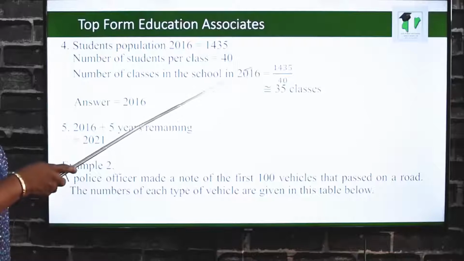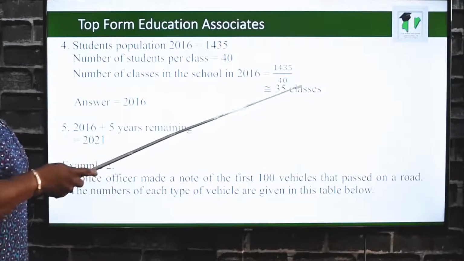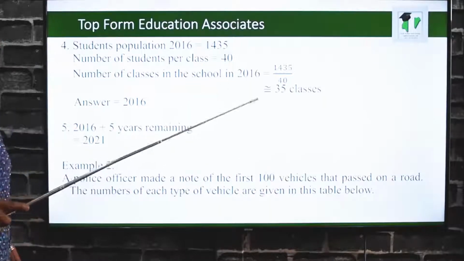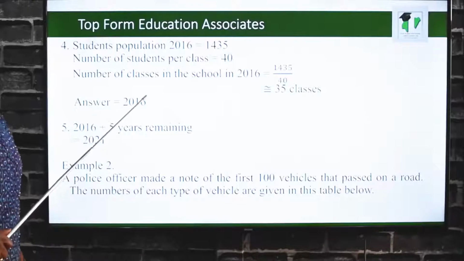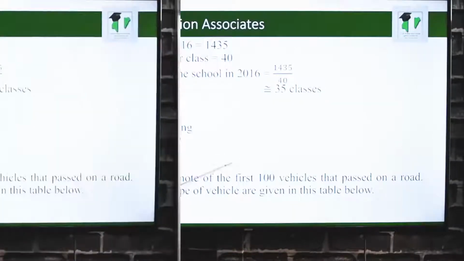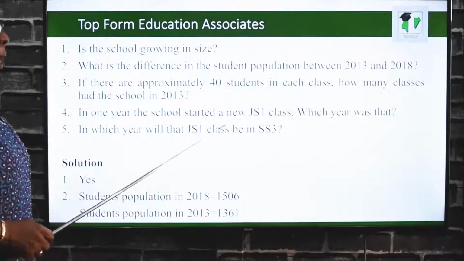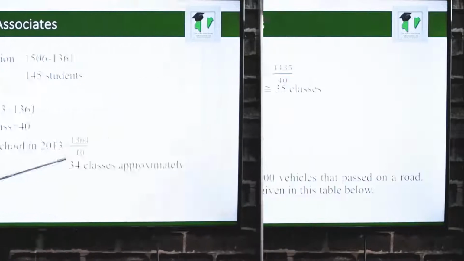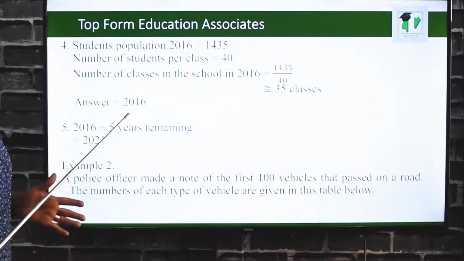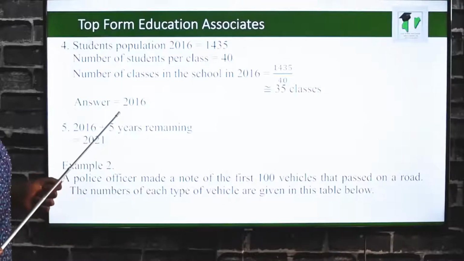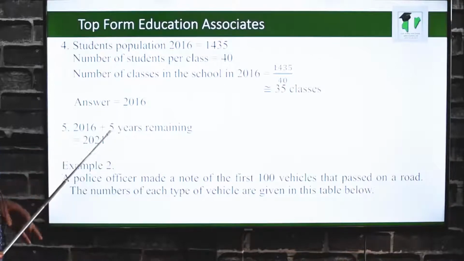But in 2016, the number of classes approximately 35 classes, which means that a new JS1 class was created in 2016. Question number 5. In which year will that JS1 class be in SS3? Already in 2016, the class was in JS1. So they've completed JS1 in 2016.